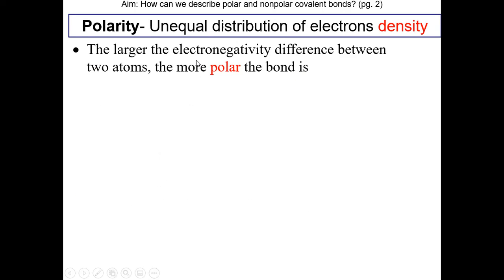Polarity is the unequal distribution of electron density. The larger the electronegativity difference between two atoms, the more polar the bond is. In terms of polarity, there are two types of covalent bonds, nonpolar and polar.